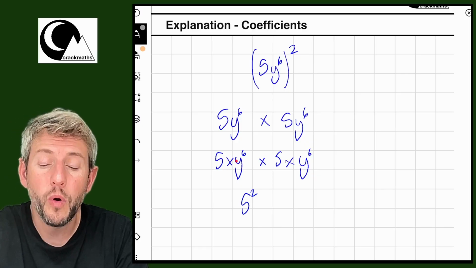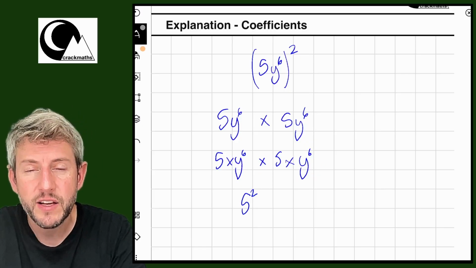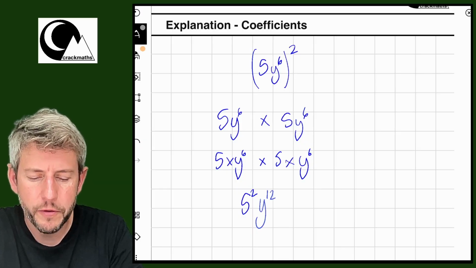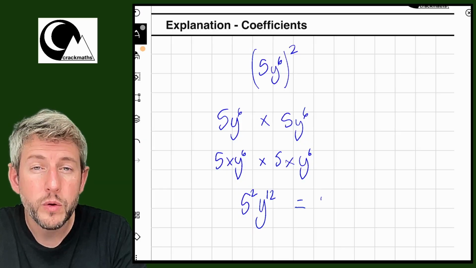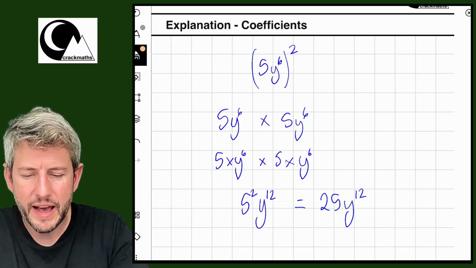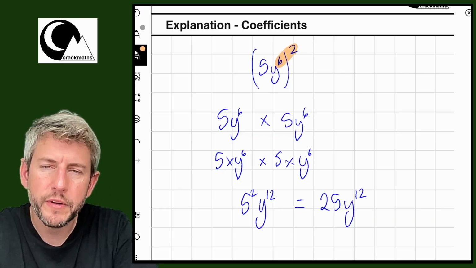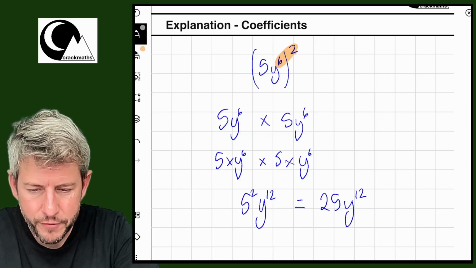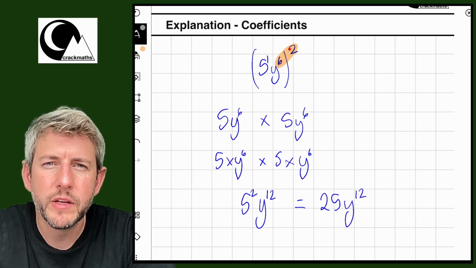And then we've got y to the 6 times y to the 6. That's 6 y's here, 6 y's here, so that's y to the 12. And that's going to equal 25y to the power of 12. And now remember, the 12 came from the 2 times 6, and the 25 came from the fact that there's actually a power of 1 there, so that's there.